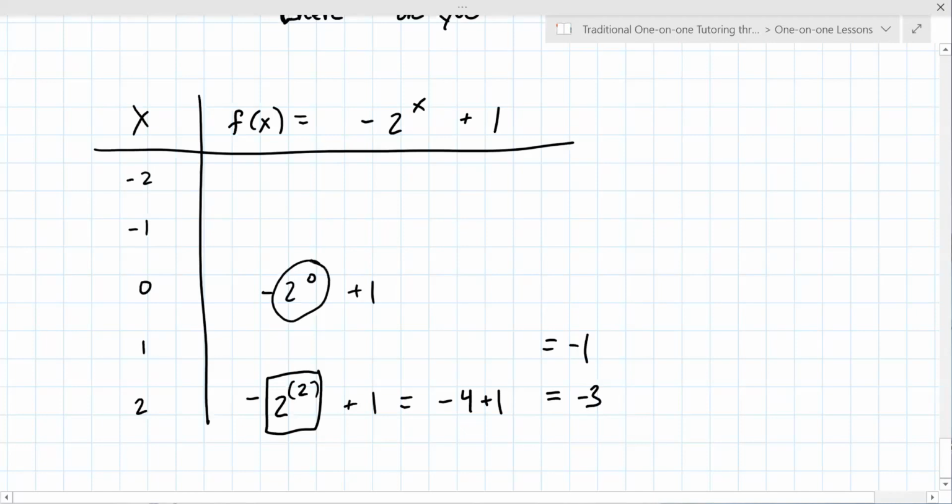You do the exponent first. -2 plus 1, which is... anything to the 0 power. So any number to the 0 power is always 1. Okay, so this is really -1 plus 1, which equals 0.